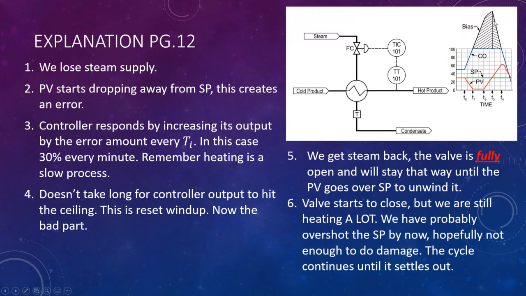That's all fine and well, but as it's closing, our temperature is going up. Finally it gets to the point where this output closes enough that it turns around and starts to come down again. So that valve starts to close, but we're still heating a lot. We probably overshot the set point by now, as we see here. And this cycle will continue until it finally settles out.